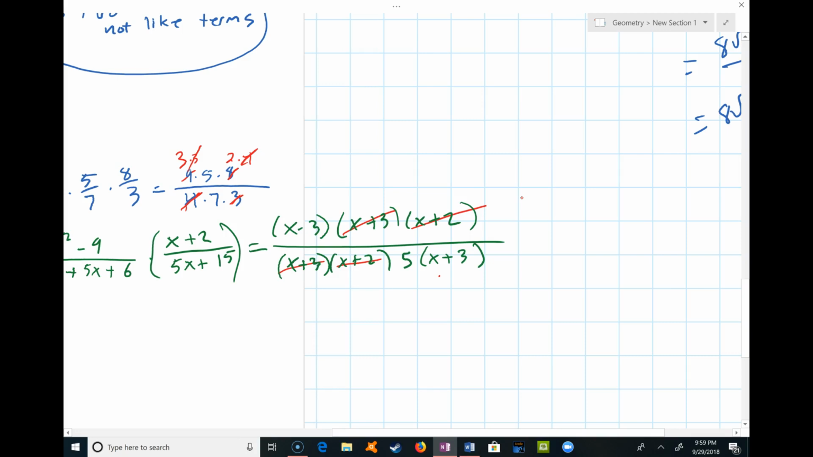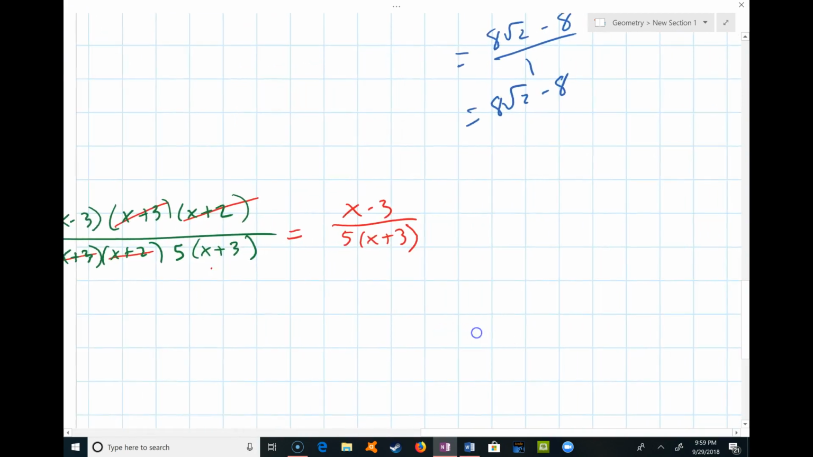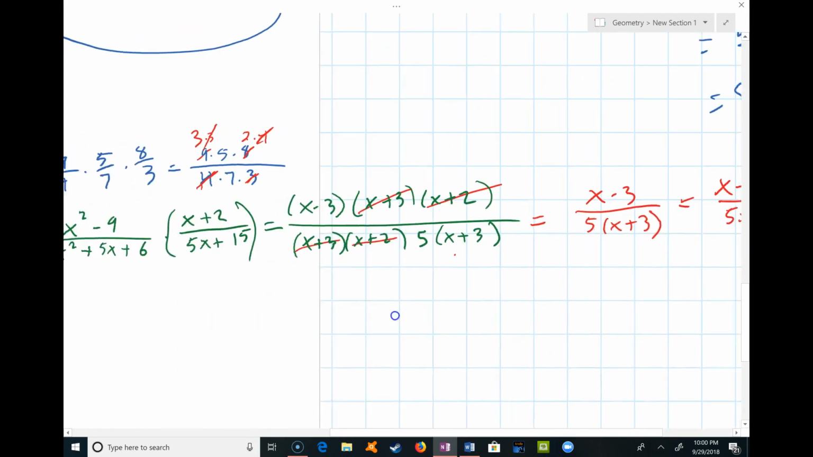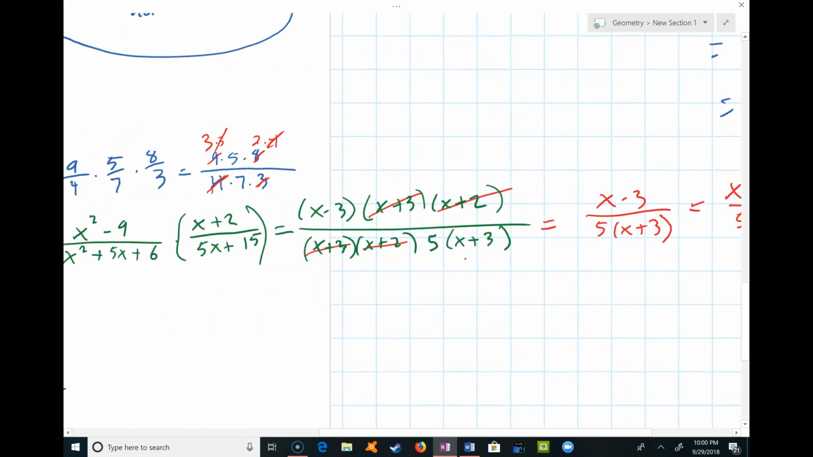And that's all I can cancel. So then when I multiply this out, I get x minus 3 over 5 times x plus 3. And of course, if I want to write that in simplest form, I would write it as x minus 3 over 5x plus 15. Okay? So that's the idea of canceling when we have multiple terms in there.